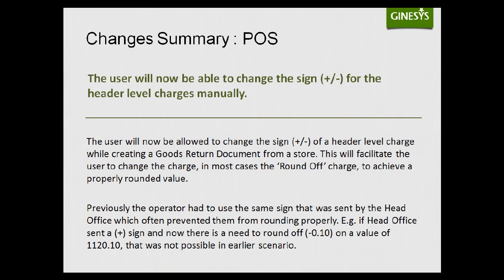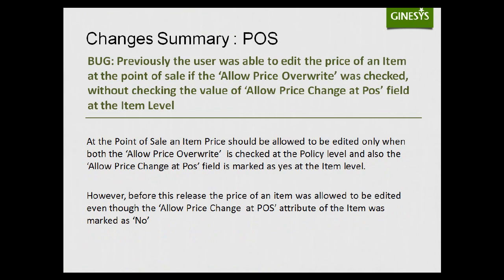So let's look at the next change, which was a bug that was addressed for this particular release. Previously, the user was able to edit the price of an item at the point of sale if the allow price override was checked, without checking the value of the allow price change at POS field at the item level. Basically, an item price should be allowed to be edited only when both the attributes are checked as yes.